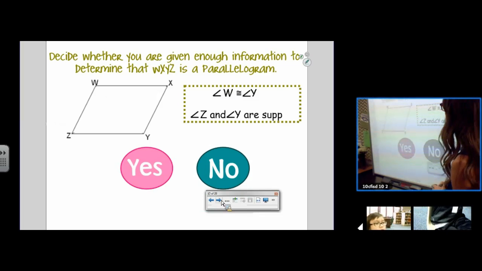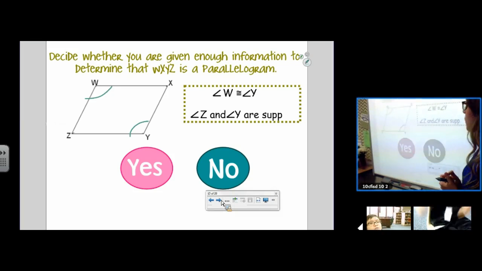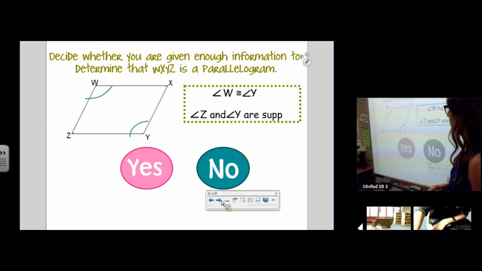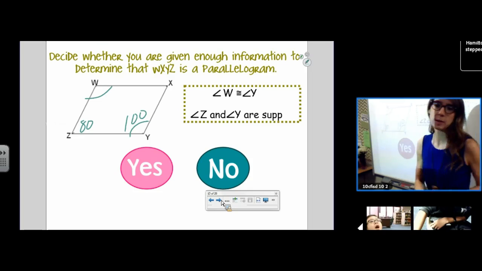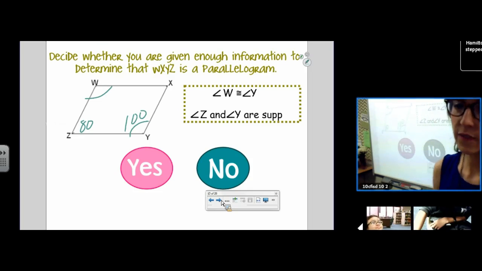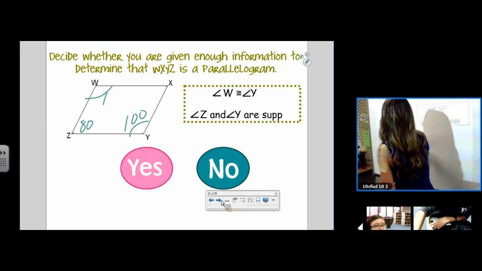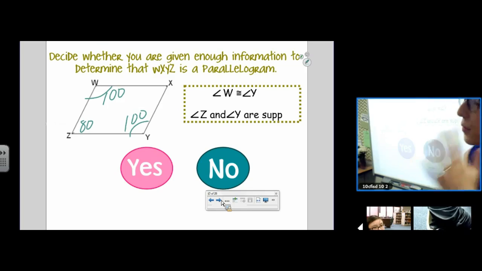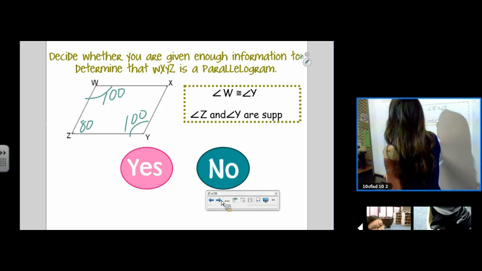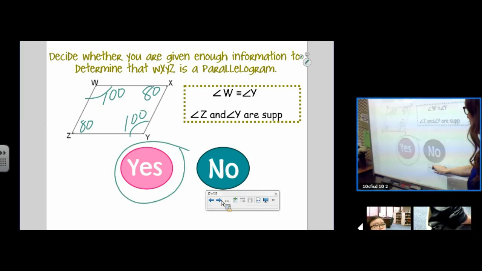W is congruent to Y. And Z and Y are supplementary. I'm going to do my favorite trick where I make up numbers. Is that enough information? Oh yeah. This is 100, which makes this 100. A quadrilateral has 360 degrees, so if we add those up and subtract from 360, this has to be 80. It doesn't have a choice. So yes, that's a parallelogram.